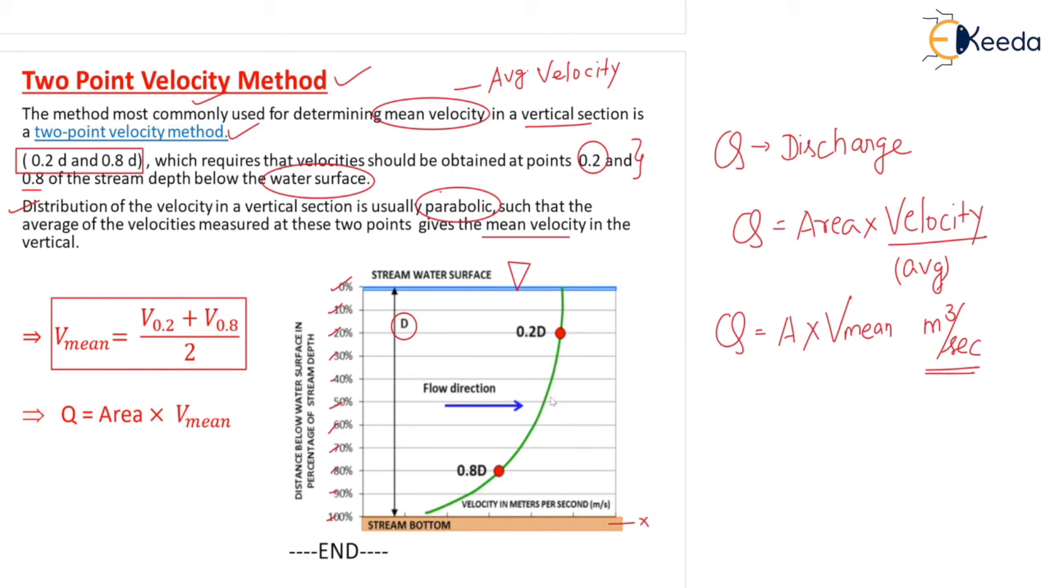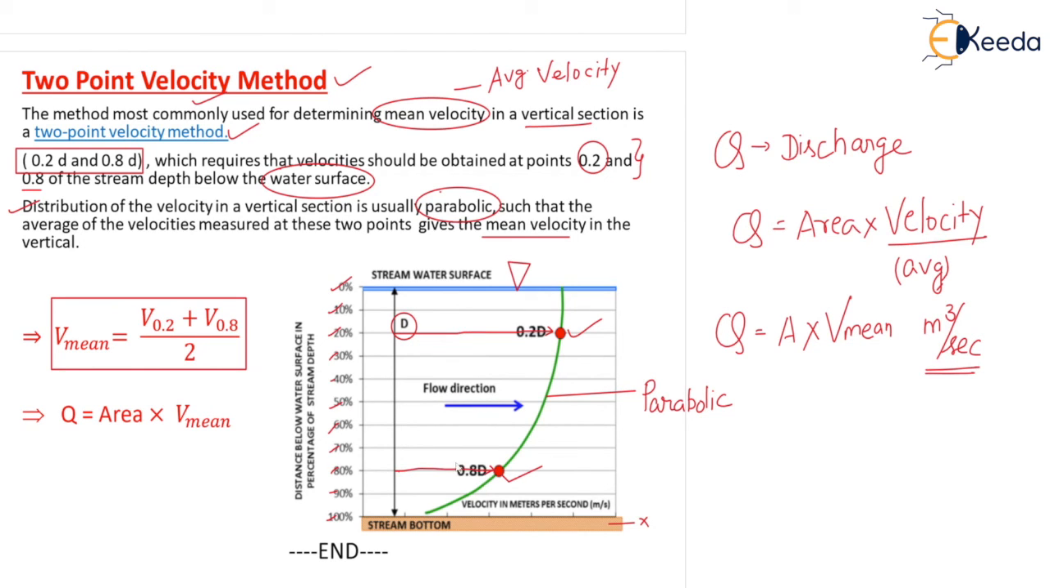And this velocity distribution, you can see, is parabolic. We have found the velocity at 0.2d, that is 20%, and here is 80%. So definitely the values will be different. If you take the velocity here, the magnitude is something like this. You come to this point, this is the magnitude for 20% depth, and this is the magnitude at 80% depth.